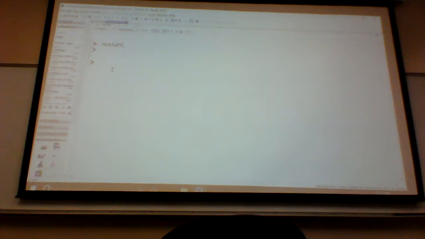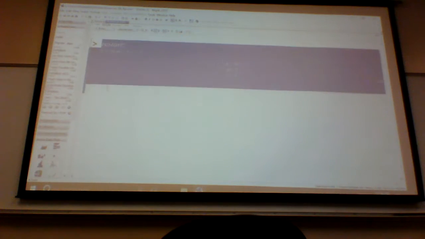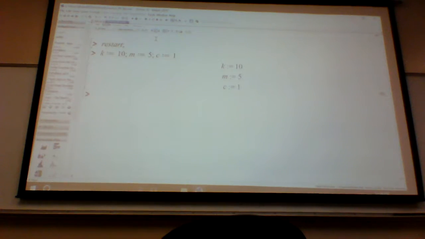So here we have, maybe let's put values over here and do the calculations. So K, how much was K? 10. M, 5. And C? 1. Right. I'll make that bigger now. Don't worry about it. So we don't have to do any calculations here. Omega, we said, was equal to the square root of K over M.